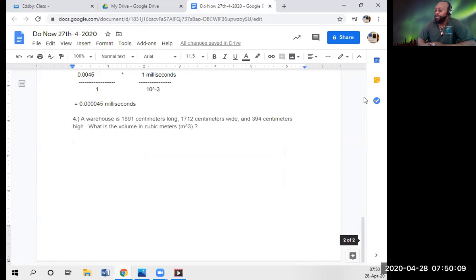So a warehouse is 1,891 centimeters long, right? And it's 1,712 centimeters wide. 394 centimeters high. What's the volume of this in meters cubed?